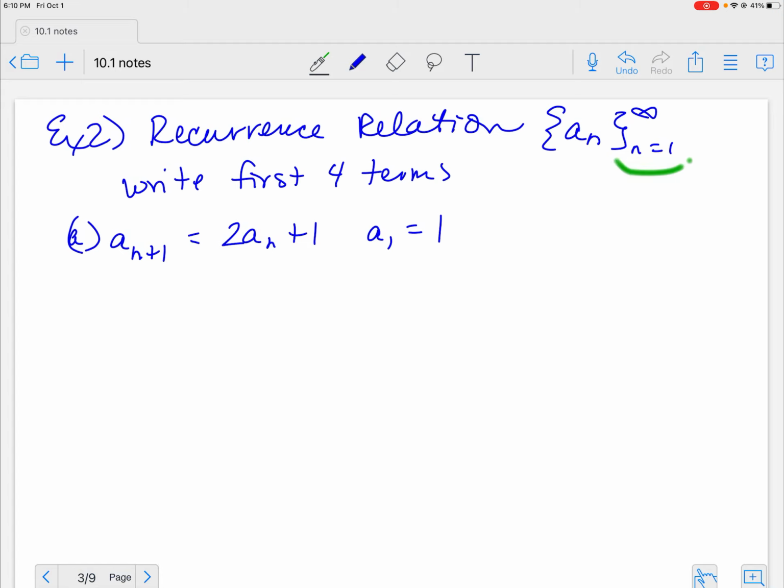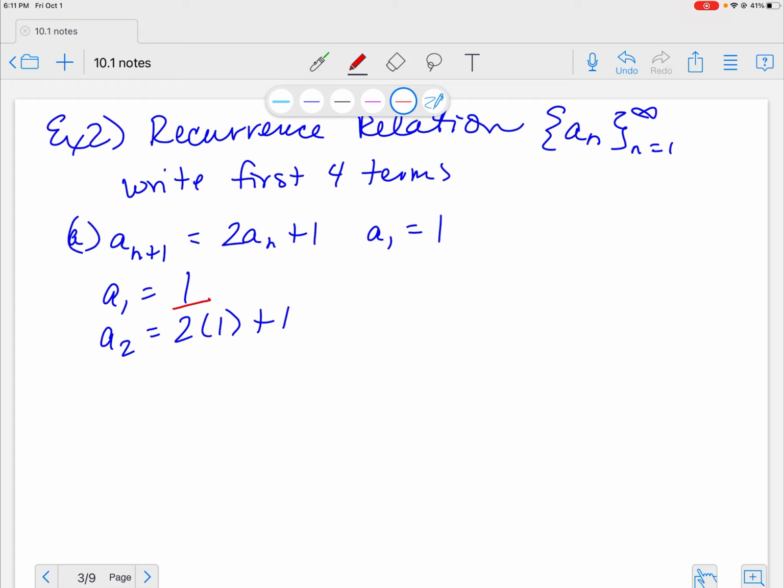So whenever I'm looking at this, I'm starting at 1. So I have an A sub 1. That's where those match up. And if I have 1 to begin with, that's my first term. A sub 1 is 1. Now I'm going to take that and plug that in. This is 2 times 1 plus 1.